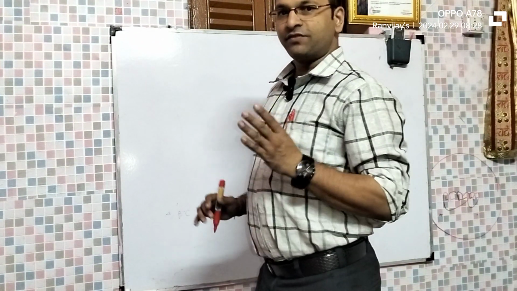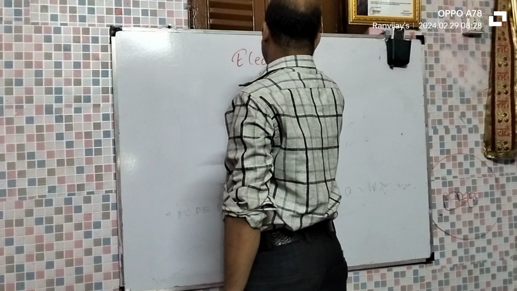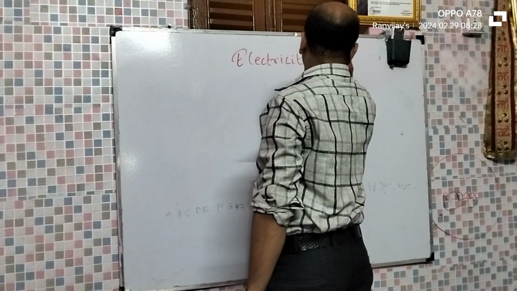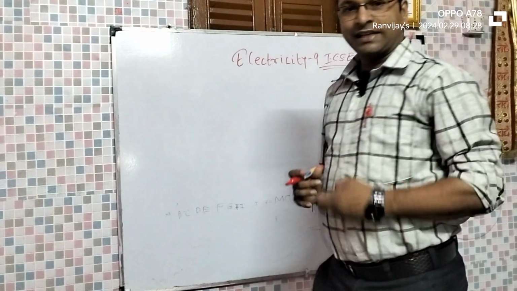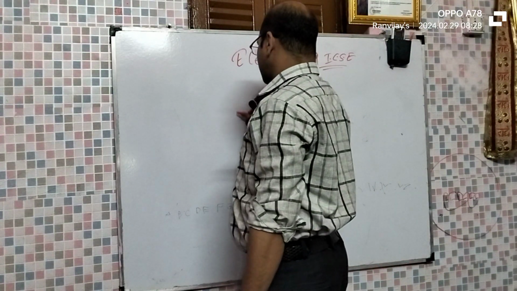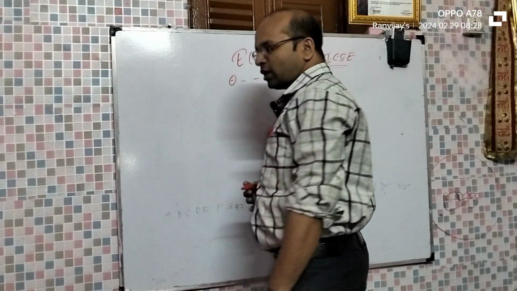Hello students, in this video we are going to study the chapter electricity basically for class 9 ICSE. So first of all, what is electricity? What is electric current? The rate of flow of charge is called current. If the electrons flow, then the flow of electron is called current.